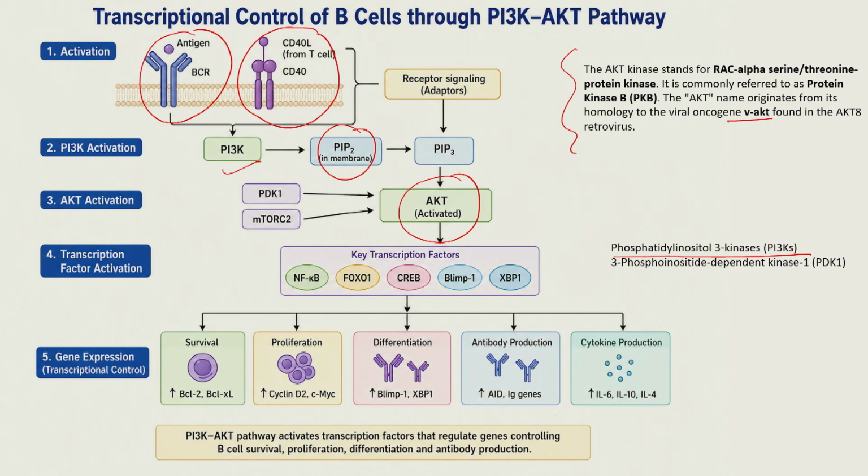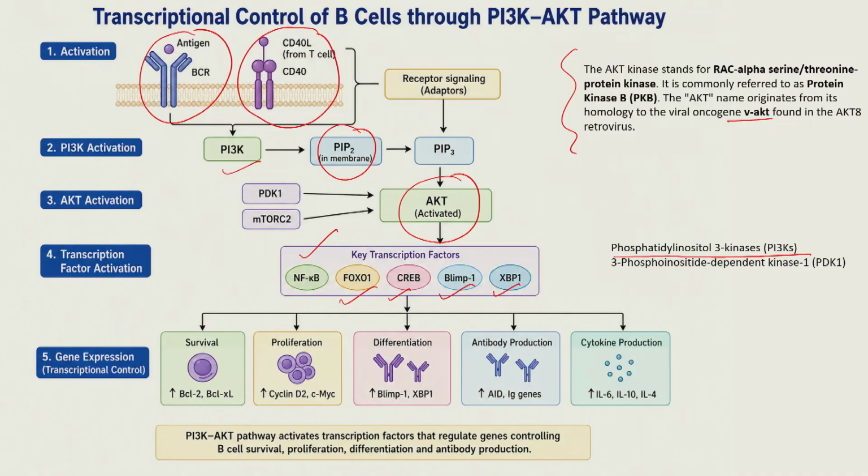AKT activation. This is a very specific kinase which can cause different kinds of transcription factor activation, and NF-kappa B is also one of them. Apart from that, there are other transcription factors such as FOXO1, CREB, which stands for cyclic AMP response element binding protein, then BLIMP1 and XBP1. So these are transcription factors which are a mixture in one way or another, but ultimately this can help the B cell population to survive, proliferate, differentiate, produce antibodies, and release cytokines.